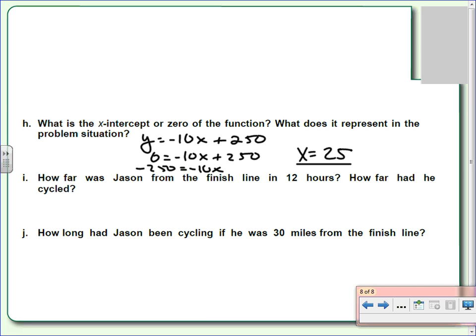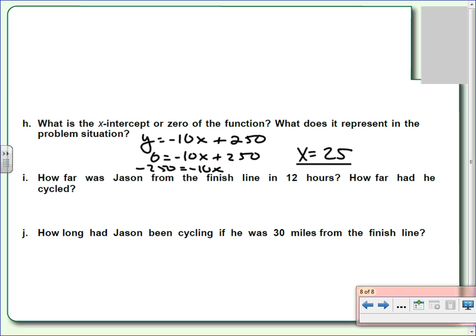25. How did you get that? Because negative 25 times negative 10 equals 250. Negative 250 divided by negative 10 is a positive 25. So the question is, what does that number mean?